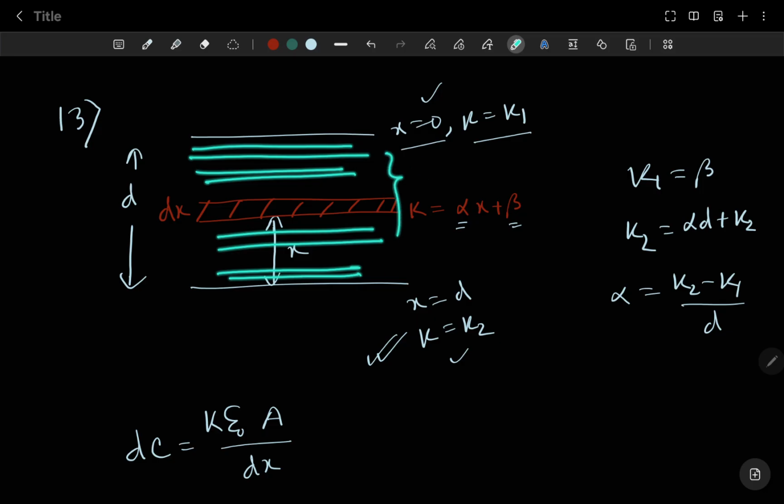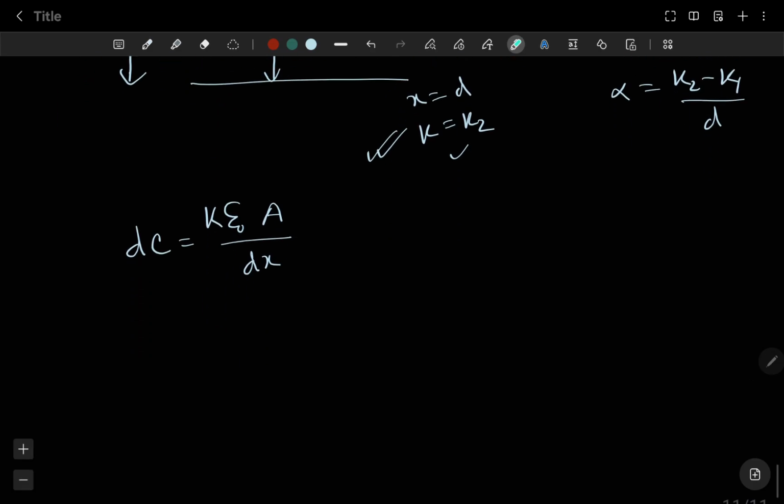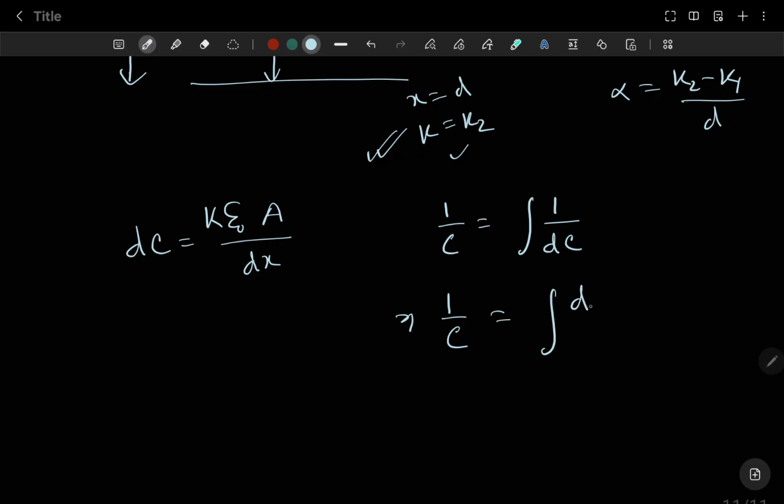Now these strip capacitors are in series. We already have discussed this many times. The charges will be the same on all strip capacitors, so they are in series. So for series, the reciprocal of the equivalent capacitance is the sum of reciprocals of individual capacitances. So integral 1 by dc will be 1 by C. So 1 by C will be integral dx by k epsilon naught A.